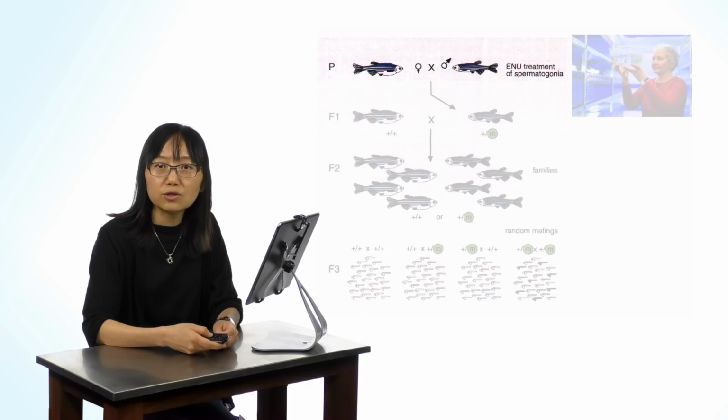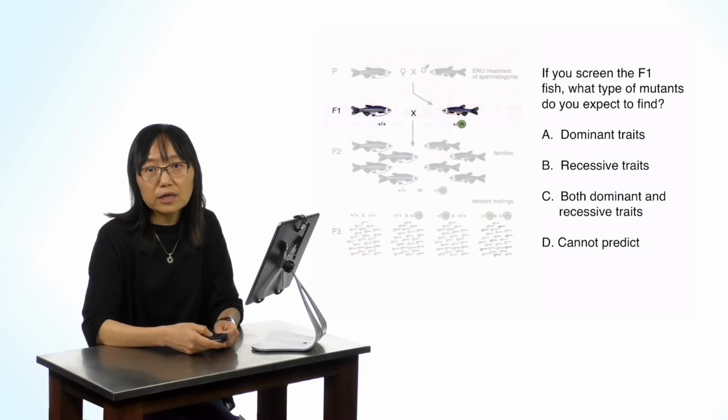If we cross the ENU-treated male fish to a wild-type female fish, each one of their progeny will inherit a unique mutant allele from their ENU-treated father. Now, if we screen the F1 fish, what types of mutants do you expect to find?